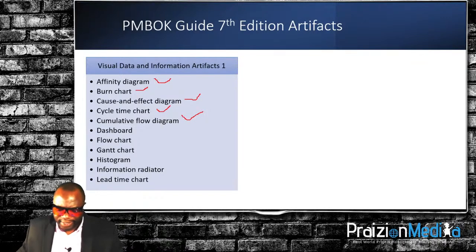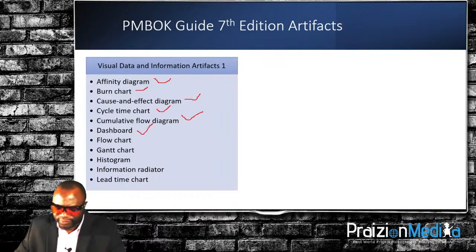The next one here is cycle time chart. This diagram shows the average cycle time of the work items completed over time. A cycle time chart may be shown as a scatter diagram or a bar chart. So they give you a lot of descriptions. However, there's no example visual for you.